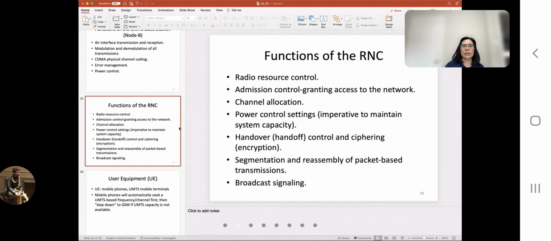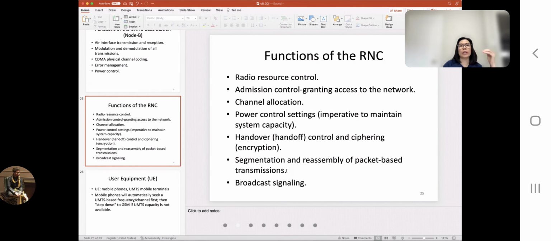So the RNC has many functions. Radio resource control, admission control, channel allocation, allocate channel to mobile to different base station, power control setting, again, to make sure that there's no interference and to minimize power consumption, handover or handoff control, encryption of data, segmentation and reassembly of packet-based transmissions, right?